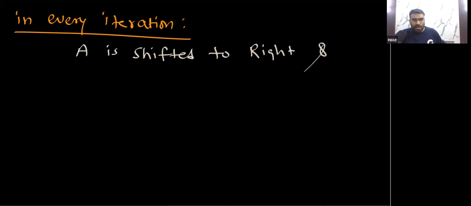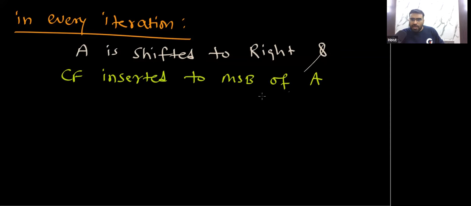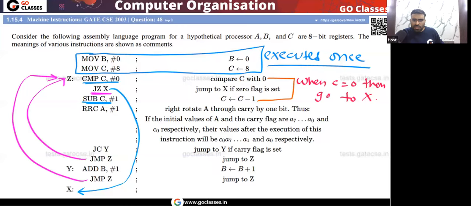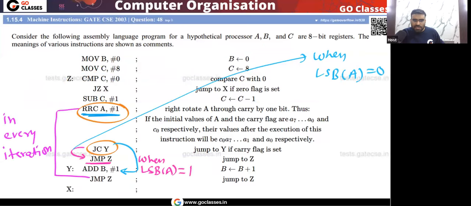And this carry flag is inserted to the MSB of A. Now you tell me just one thing. This carry flag that is inserted in the MSB of A, will it always be 0? Yes or no? Did you notice? A very simple point I'm asking.